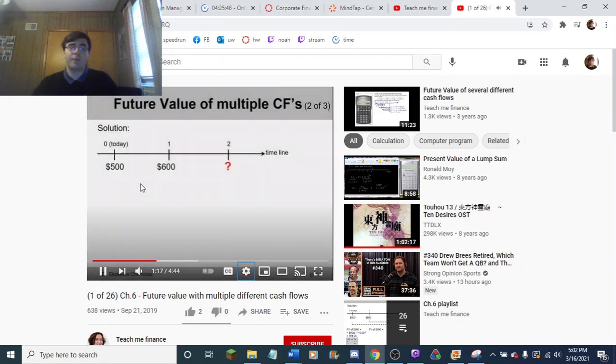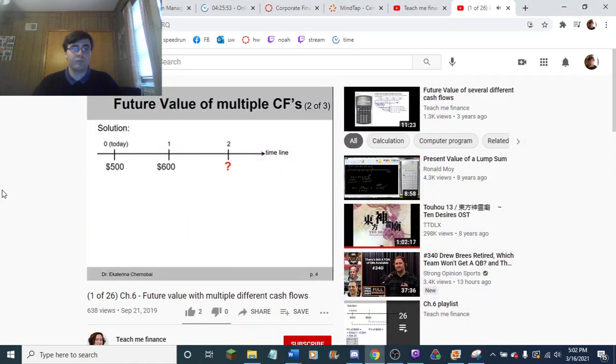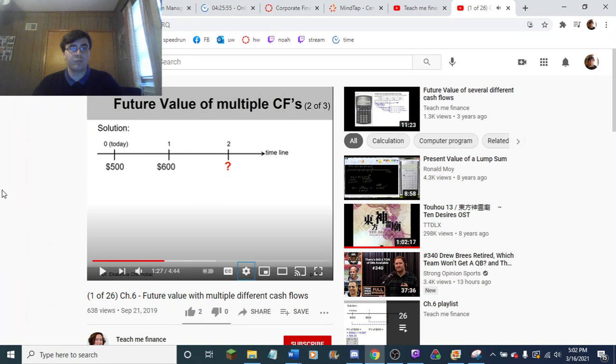In your bank account. What's going on here is that we no longer have a single cash flow for which we need to find the future value. We have two cash flows.